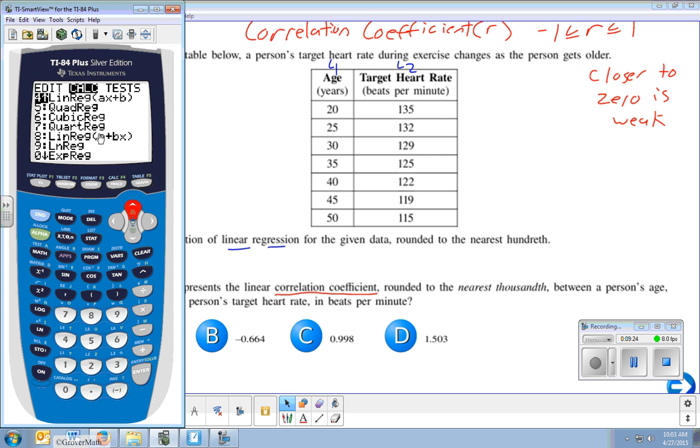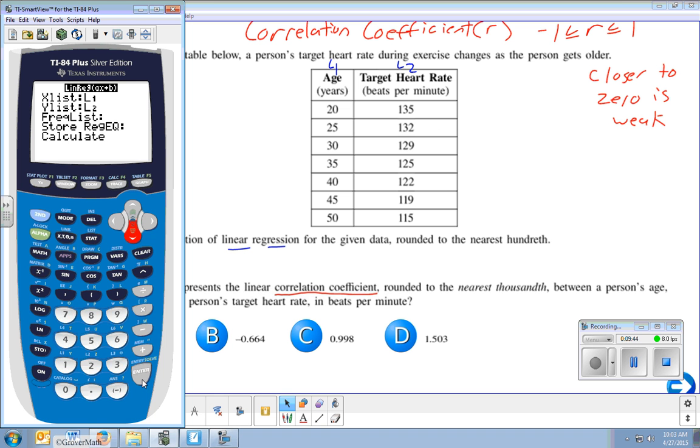So that's number 4. So if I select that, my model has this here, X list, Y list, frequency list. I want this to be blank. If that says L1 or L2, clear that. Now, this is not a frequency table. These are two separate variables. And then I'm going to hit calculate.